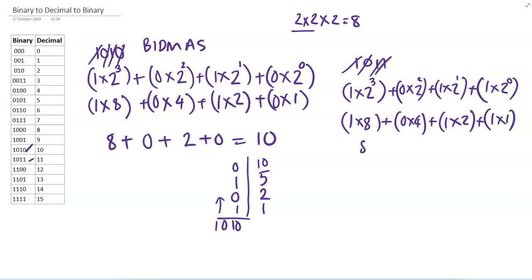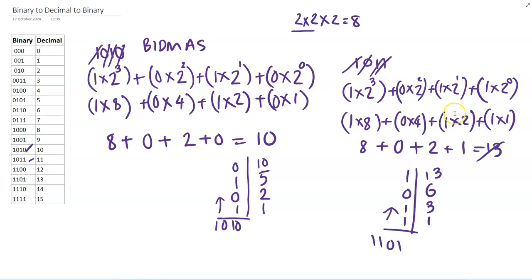Now 1 times 8 is 8, 0 times 4 is 0, 1 times 2 is 2, and 1 times 1 is 1. So 8 plus 0 plus 2 plus 1, that's 13. Sorry, that's 11. And we're dividing 11 here.